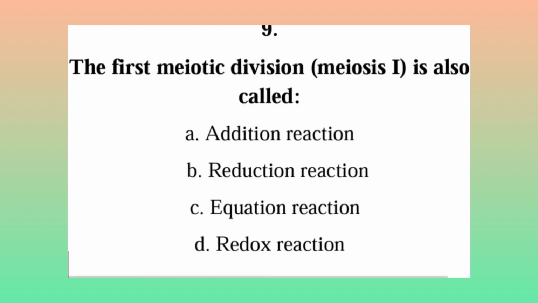9. The first meiotic division, meiosis 1, is called A. Addition reaction, B. Reduction reaction, C. Equation reaction, D. Redox reaction. Answer: B. Reduction reaction. The first meiotic division or meiosis 1 is called reductional division because it involves reduction in the number of chromosomes from diploid to haploid. So it is called reductional division.